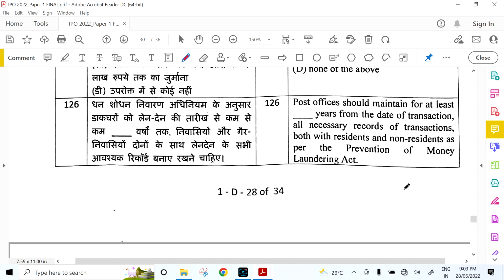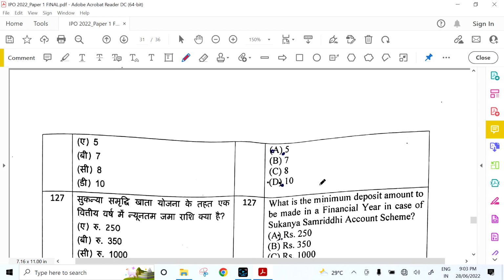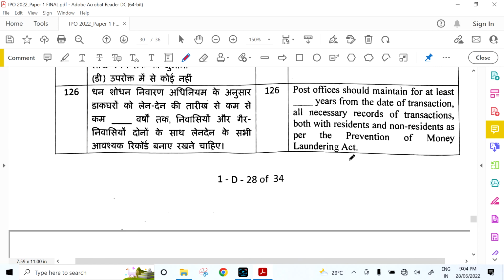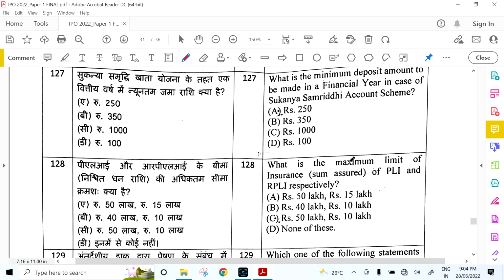Post offices should maintain for at least dash years from the date of transaction all necessary records of transactions both with residents and non-residents as per PMLA Act. It is 10 years they have to maintain. What is the minimum deposit amount to be made in financial year in case of Sukanya Samriddhi account? The minimum is 250 rupees every year.